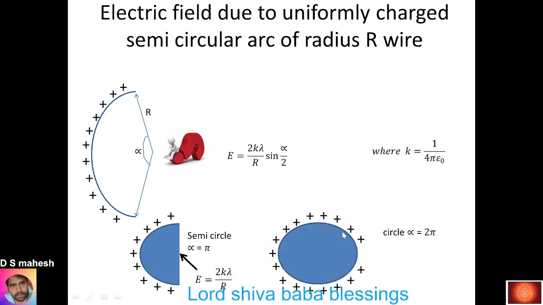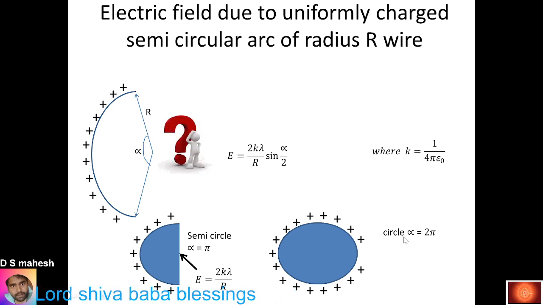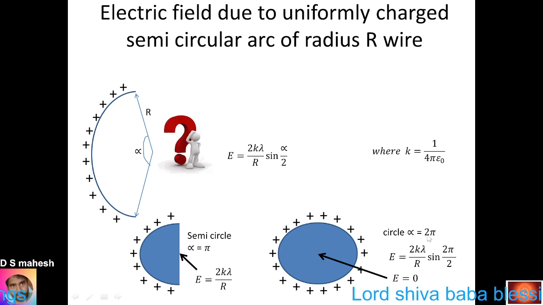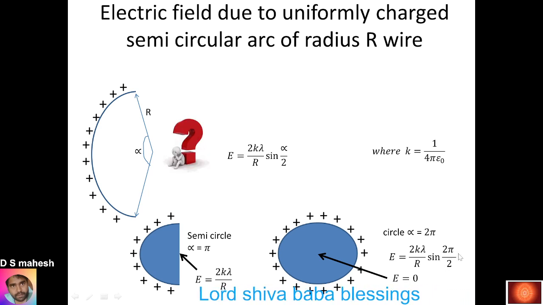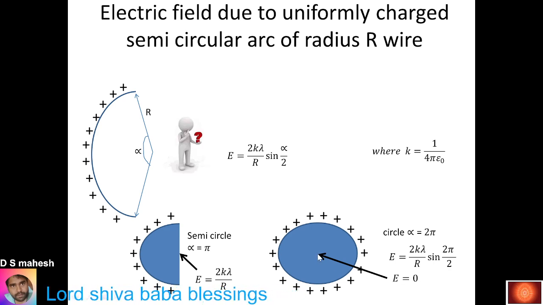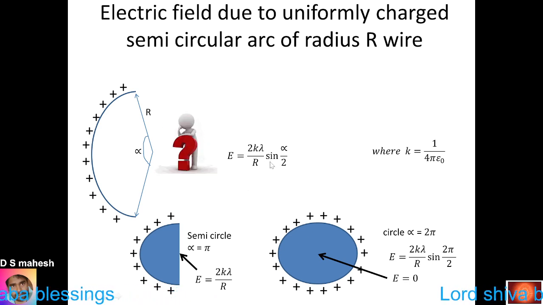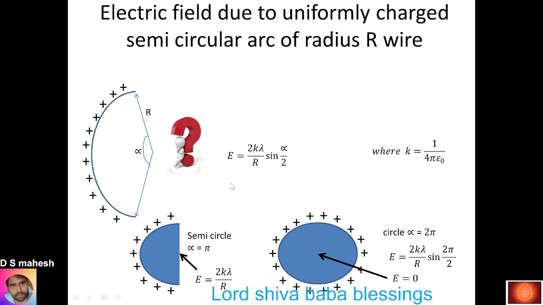If we consider a circle which is uniformly distributed, so you know that now the value at the center E is equal to 2k lambda by r sine, the alpha is how much? 2 pi. So if we substitute 2 pi, that turns out to be sine 180. Sine 180 is 0, so electric field intensity will be 0. So the electric field at this point will be equal to 0. So this is the important formula which you need to remember whenever a line charge is bent to form some degree alpha.